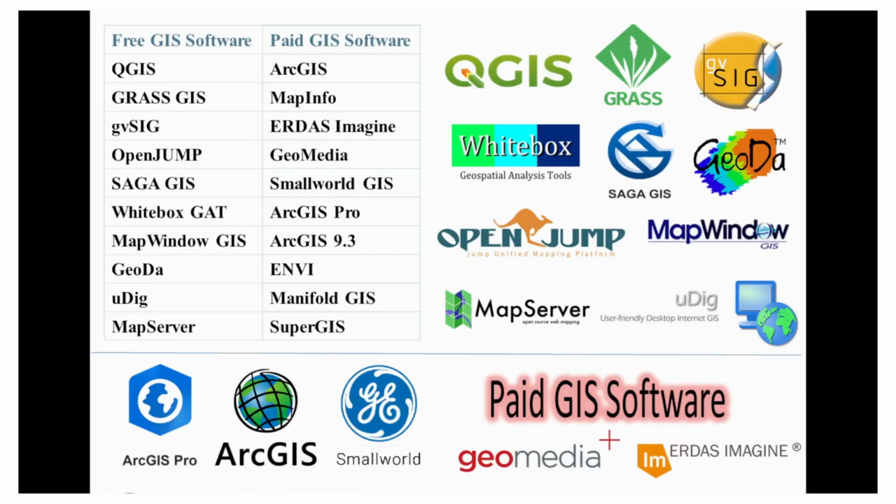You see a table in front of you which includes two columns. One side you have free GIS softwares and the other side you have paid GIS softwares. These are the 10 most popular ones in each category.